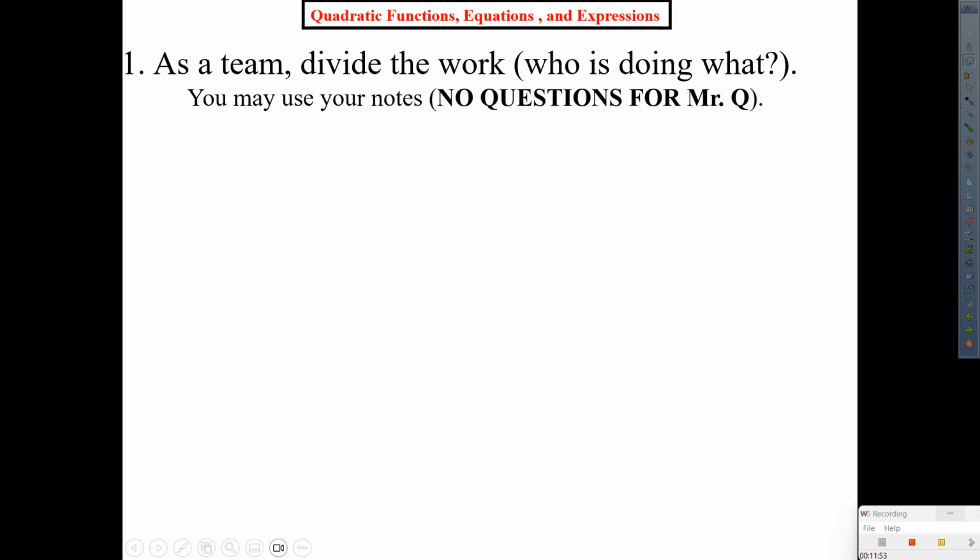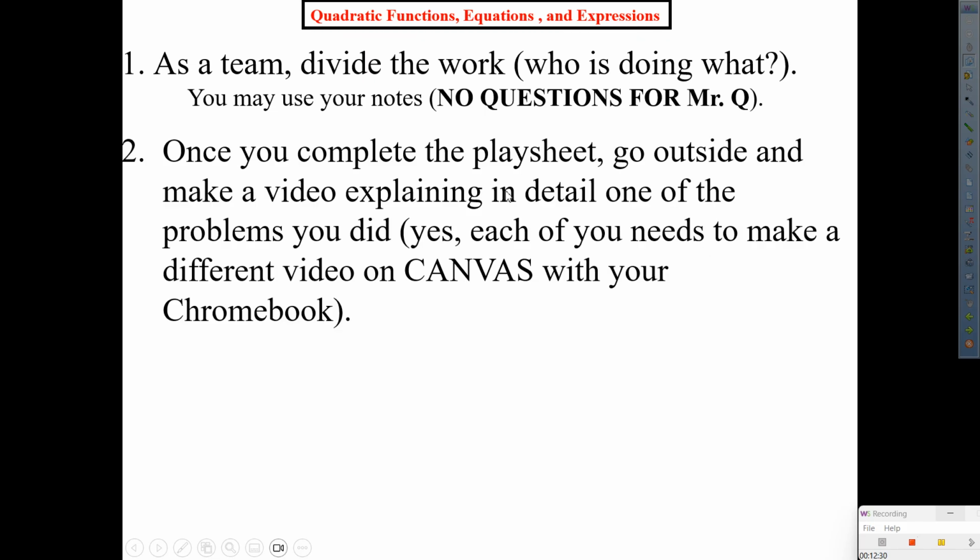And this is all you and your team with your notes. You may use your notes. That's why there are no questions for me anymore. This is more like questions for you guys. Once you complete the play sheet or the problems that you got, go outside, make a video explaining in detail one of the problems that you did. Yes, each of you need to make a different video on Canvas with your Chromebook.